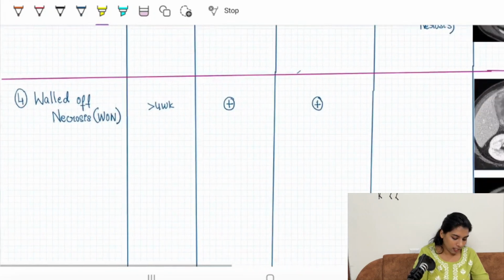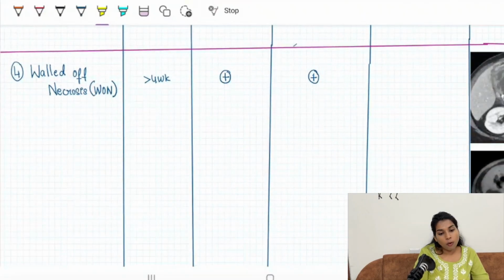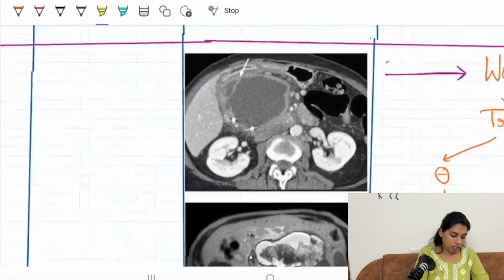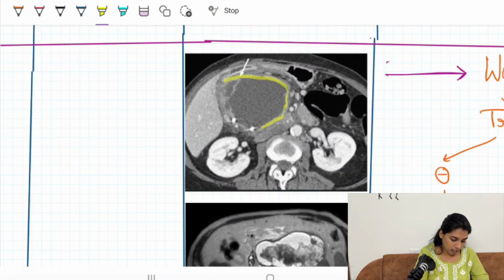Coming to our last local complication, that is walled off necrosis. Walled off necrosis, typically we use the term for more than 4 weeks. It is encapsulated. It will have a necrotic component. We'll look at a case scenario where we can see a thick wall, well-defined collection located in the gastrohepatic region, and if you measure the HU of this fluid, you'll have a HU more than 30, right? So this is why I tell this is a necrotic collection.